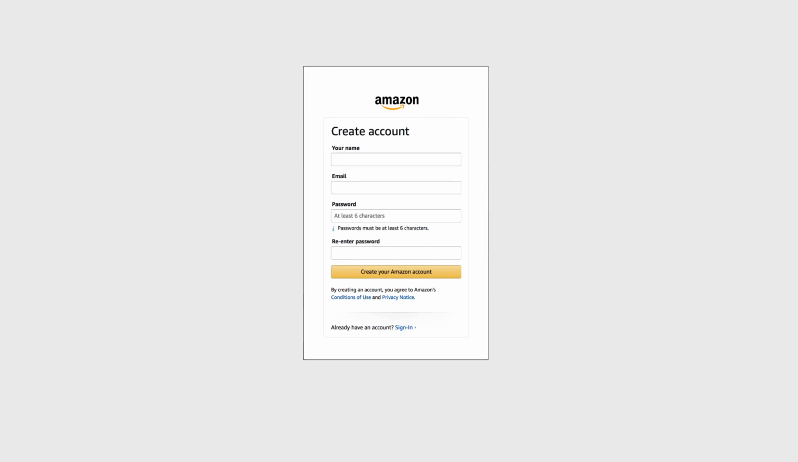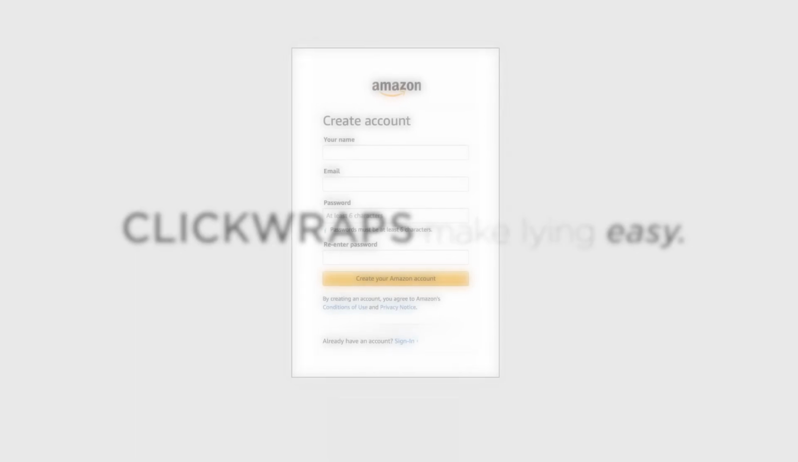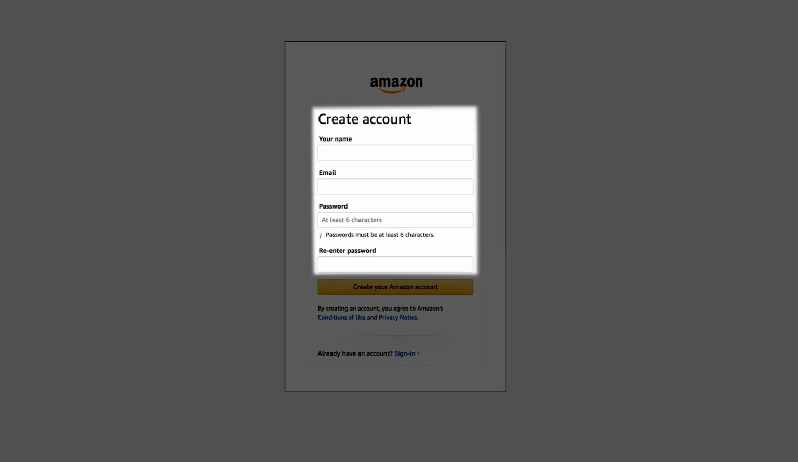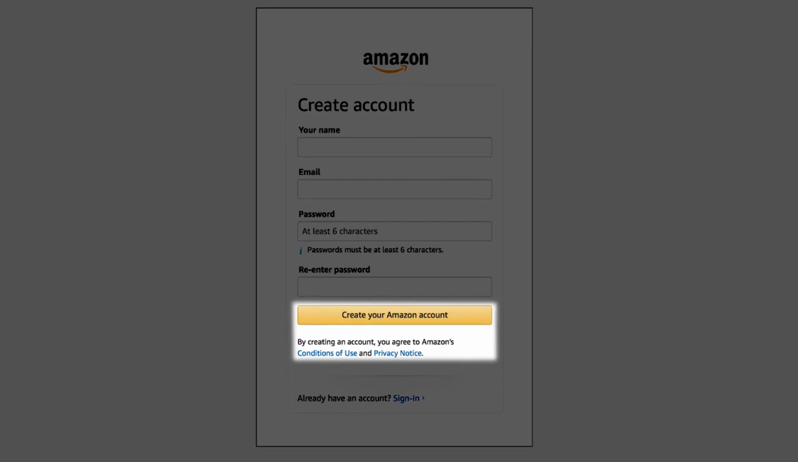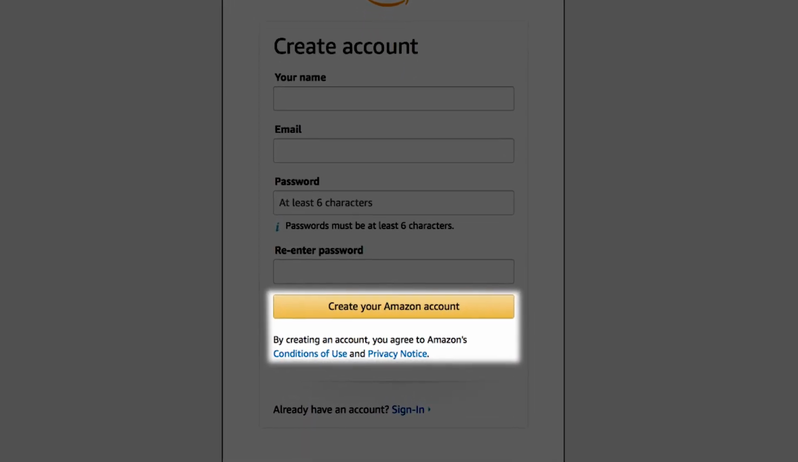Recognize this? This is a CLICKWRAP. CLICKWRAPs make lying easy. The top portion is where users enter their personal information and create a password. The bottom portion has a button and policy links.